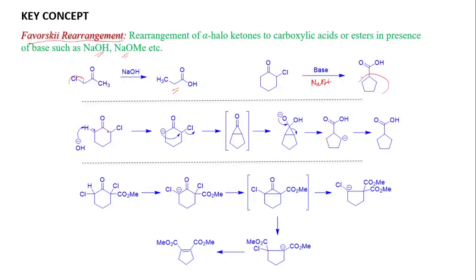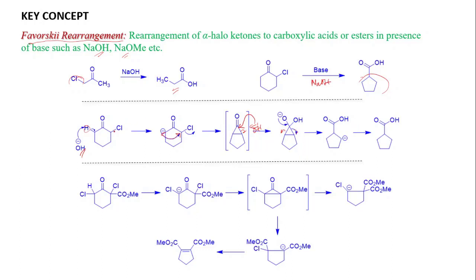Now if we look at the mechanism, the hydroxide can first abstract a proton and generate a carbanion over here. Now this carbanion can attack on the halogen containing carbon to give the corresponding fused cyclopropanone intermediate. Now in presence of hydroxide, it can further undergo a nucleophilic addition followed by ring opening. So the ring opening can take place either this side or this side, but as it's a symmetrical system, we will get only one ring contracted product.